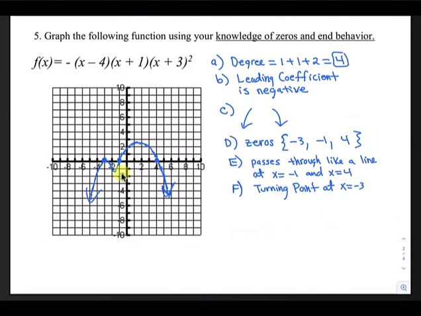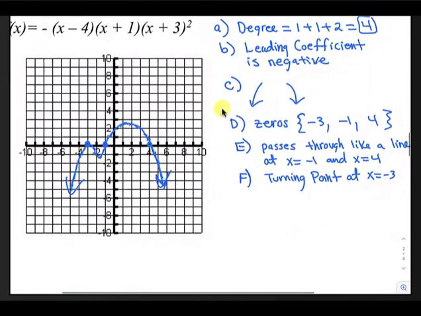Finally, we can sketch the graph. Making sure we include all of these facts, we see that it crosses at negative 3, negative 1, and 4, which it does. Those are the zeros. We've made sure that there was a turning point at negative 3, as you can see there. We've made sure that it passes through at negative 1 and at positive 4. It's passing through here at negative 1, and it's passing through at 4. And we have our end behavior correct. It's going down on the left and it's going down on the right. So this would be a possible graph.